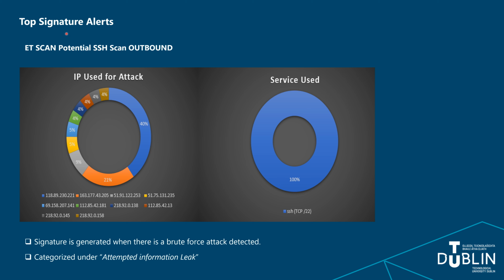The next top signature alert is ET SCAN Potential SSH Scan Outbound. This signature is created when a brute force attack is detected, and this was categorized under attempted information leak, and the service used is SSH.